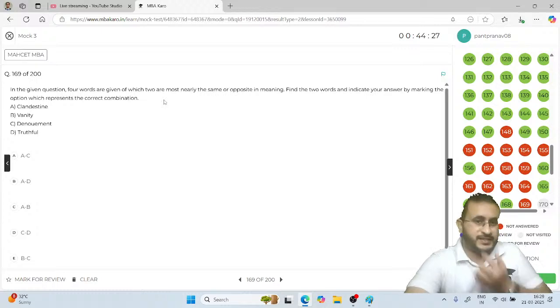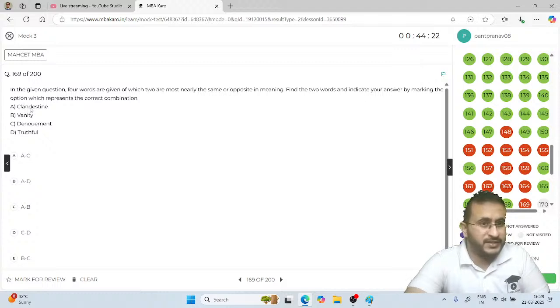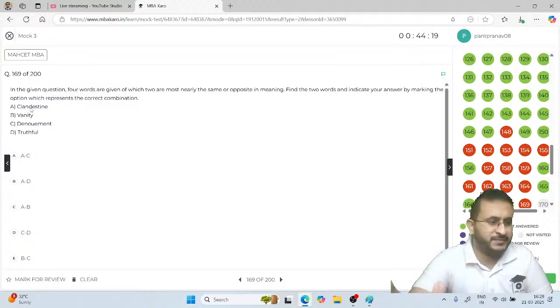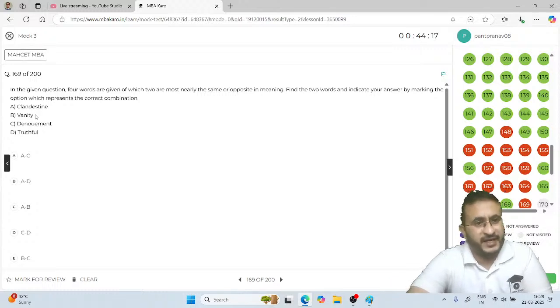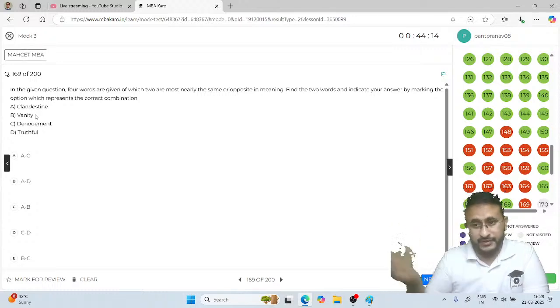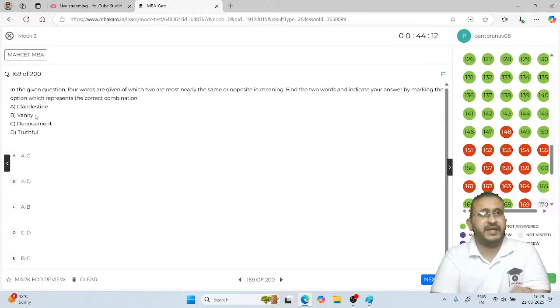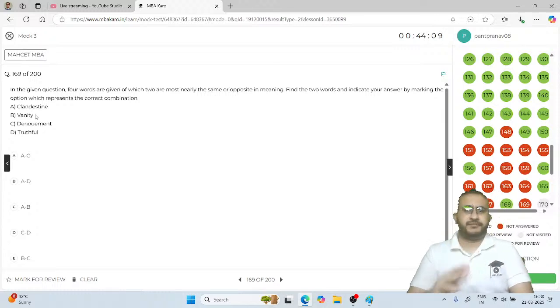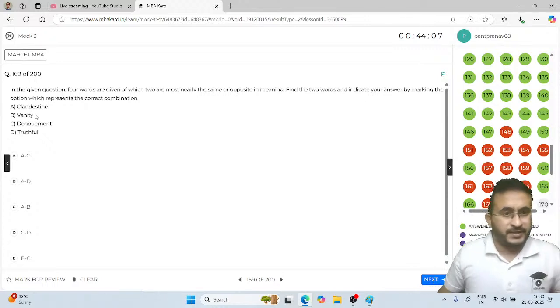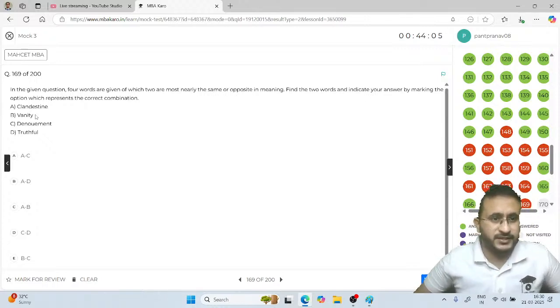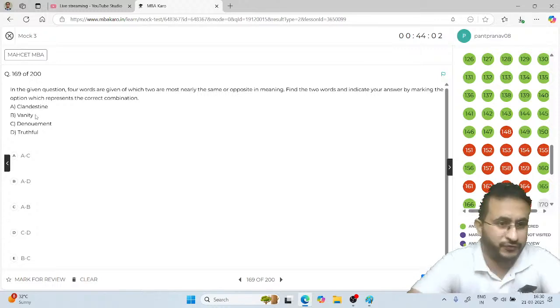Four words are given. We need to find the two words that are nearly same or opposite by marking the answer. Clandestine is being someone who hides something or does something secretly. Vanity is showing off, like vanity is to show some power, show off and all. Denouement, never heard of this word. Truthful is someone who is truthful, of course, you know the meaning. So clandestine and truthful are opposites.